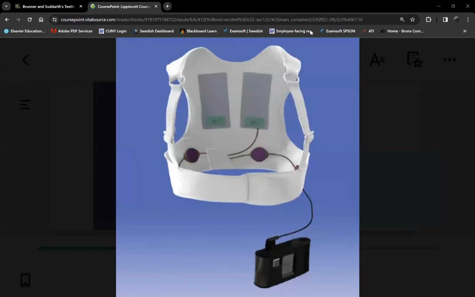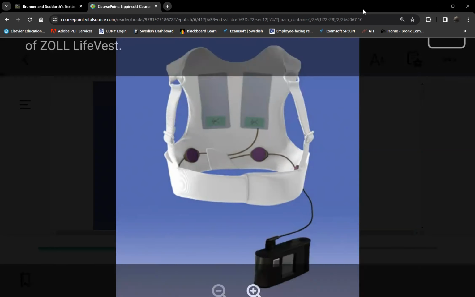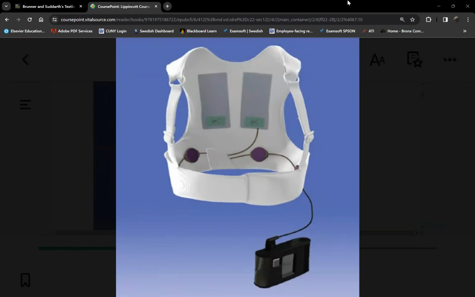So these are the electrodes here, and then this is the external battery. The battery will fit in one of the pockets here. So you put the battery there so you don't have to literally carry it. Then you just walk around with this thing. It will still sense a dysrhythmia. Once it does, it will fire electrical impulses.